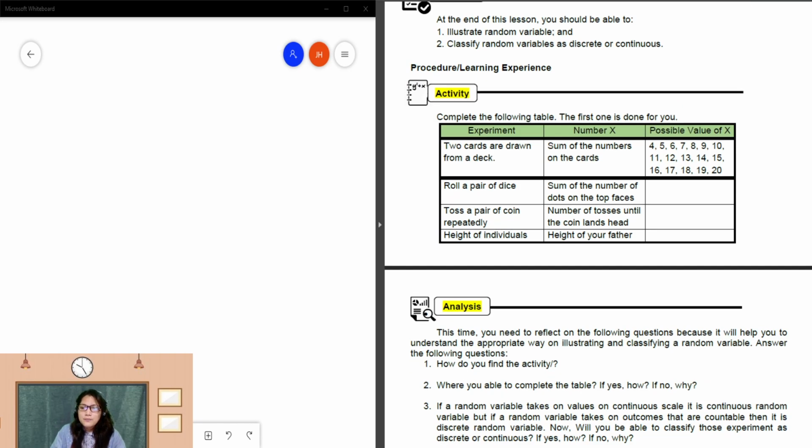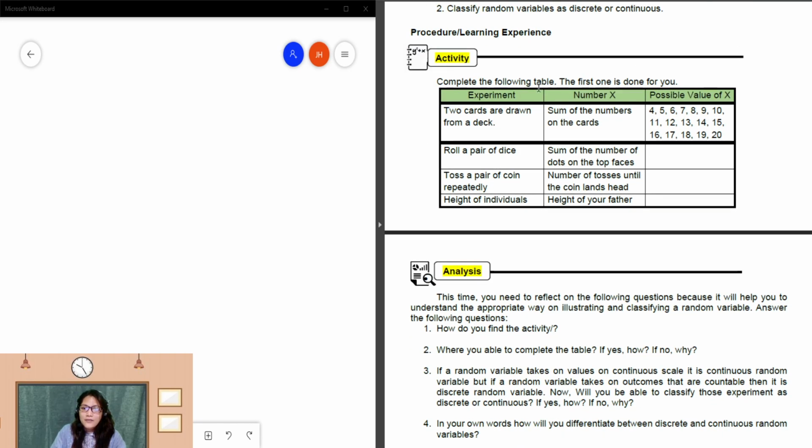So let's start. For this, we have an activity. You don't need to answer this one on your paper because I will discuss it with you, as examples for your assessment, so that you have a guide when you answer your assessment. As you can see, we are tasked to complete the following table. The first one is done for you. Do you have questions about number 1?